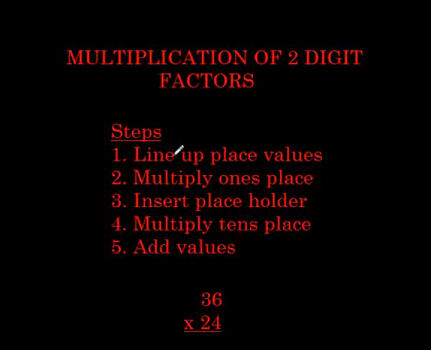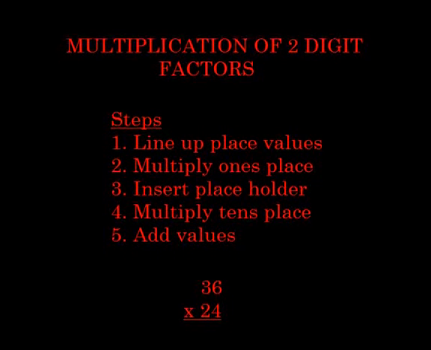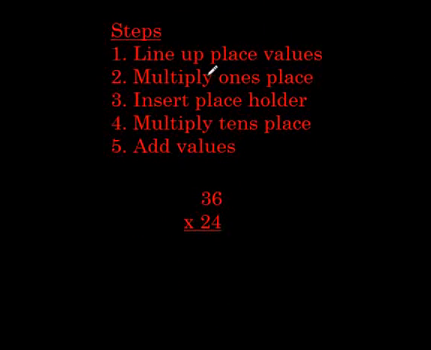And so step one is we want to make sure everything's lined up in the place values, and they are, the ones place and the tens place. And then we're ready to begin to multiply. So let's go ahead and give ourselves some more space. And we want to multiply the ones place first. And so it's 36 times 24.